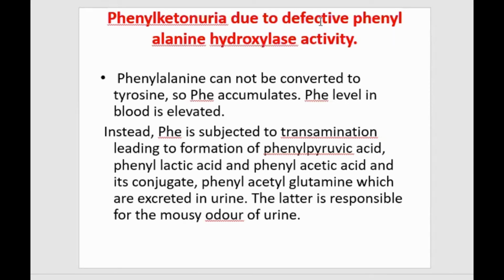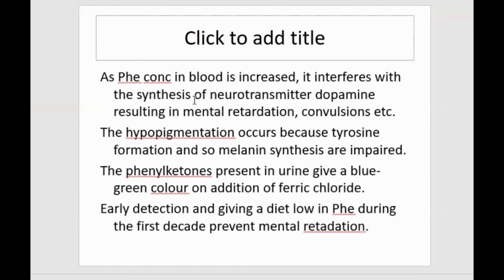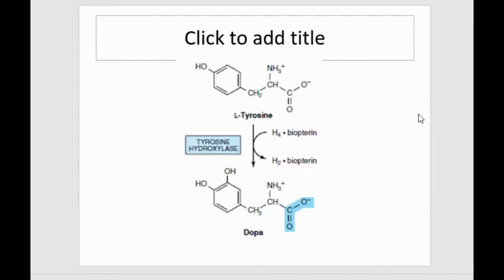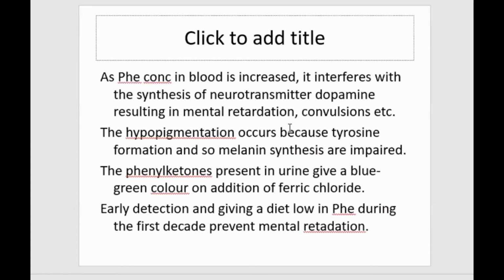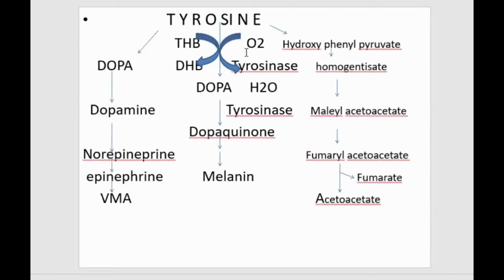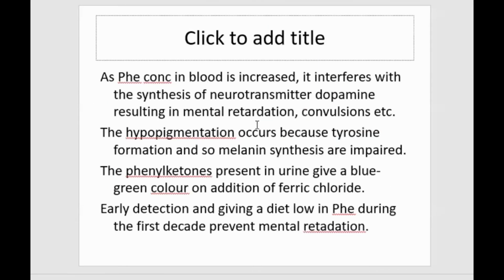Phenylketonuria is due to defective phenylalanine hydroxylase activity. As the phenylalanine concentration in blood is increased, it interferes with the synthesis of the neurotransmitter dopamine, because phenylalanine is converted to tyrosine, and tyrosine is then converted to DOPA and then to dopamine. Dopamine is a neurotransmitter. Its synthesis is impaired, leading to mental retardation, convulsions, etc. And tyrosine also produces melanin. So melanin synthesis is also impaired, as a result of which there will be hypopigmentation.